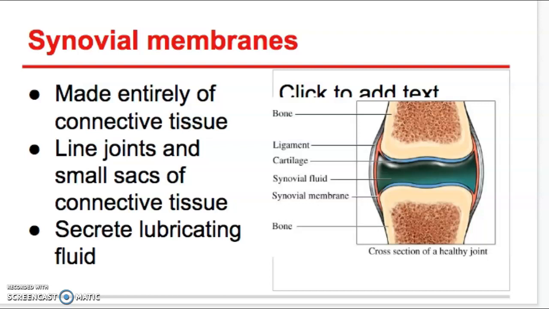So again, we have the epithelial-based membranes, the cutaneous, serous, and mucous membranes, and then we have the connective tissue membrane, the synovial membrane.